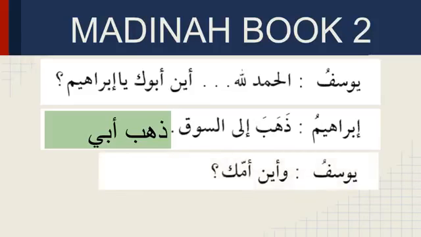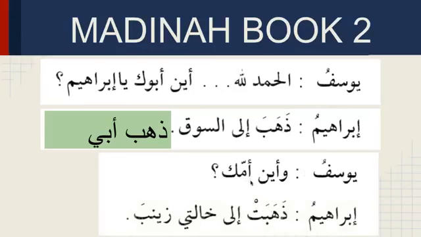So then Yusuf says, wa aina ummuka. See, wa aina ummuka. So where is your mother? So mother is feminine here. So what type of verb do we have to use? You use a feminine verb. So feminine here is dhahabat. So it says dhahabat ila khalati. Right. So we know khalu means the brother of the mother, and khalat is the sister of the mother.